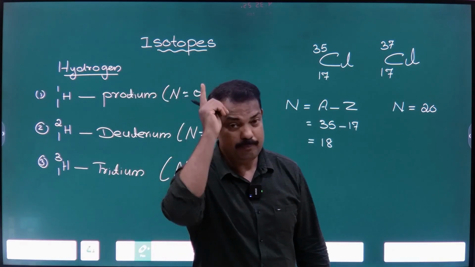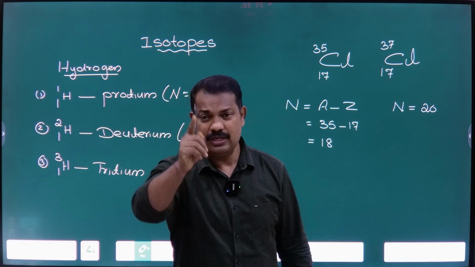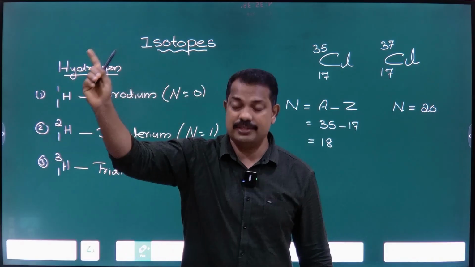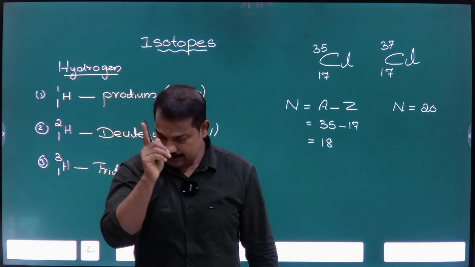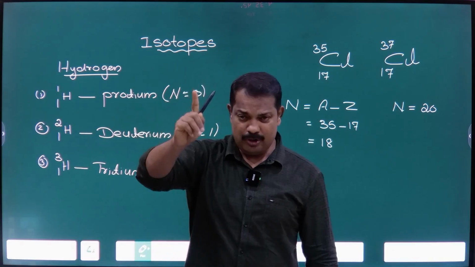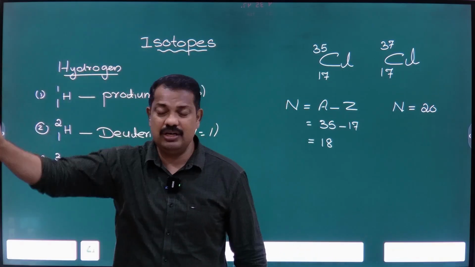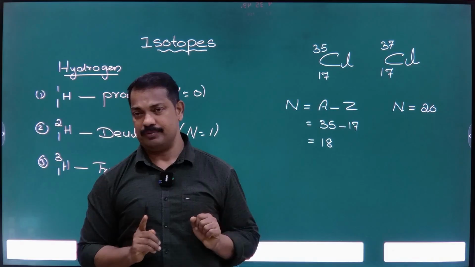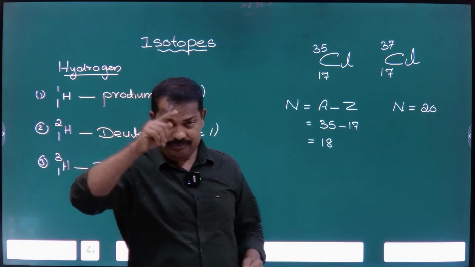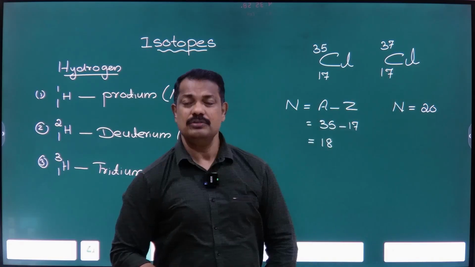In chemistry, the chemical property is determined by the number of electrons present in the outermost shell, that is the valence shell, of an atom. In the case of the first isotope of chlorine, the number of electrons in the outermost shell is 7. In the second case also 7.